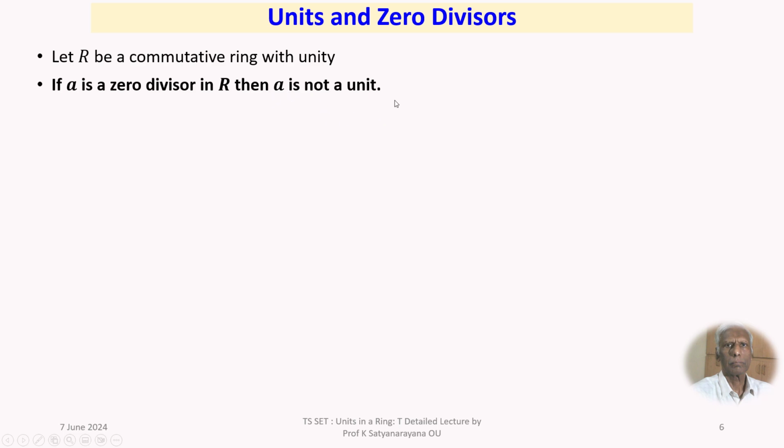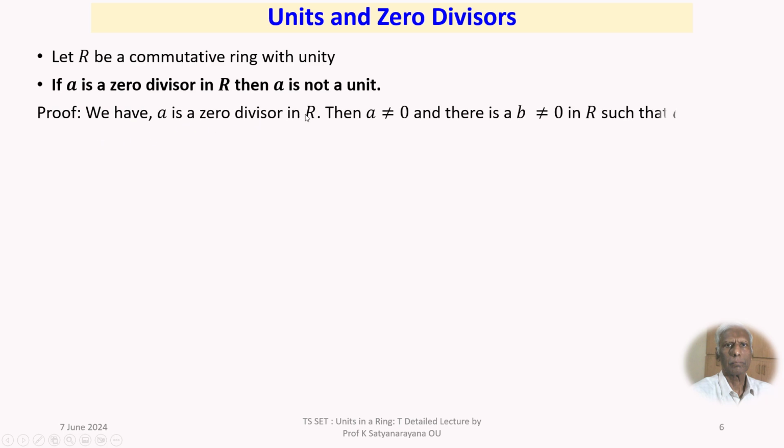Then A cannot be a unit. If A is a zero divisor in R, then A cannot be a unit. What's the proof? We have A is a zero divisor in R. A zero divisor means it is a non-zero element, and there is another non-zero element B in R, such that the product AB is equal to 0. Or BA is equal to 0, but for simplicity we have taken AB is equal to 0.